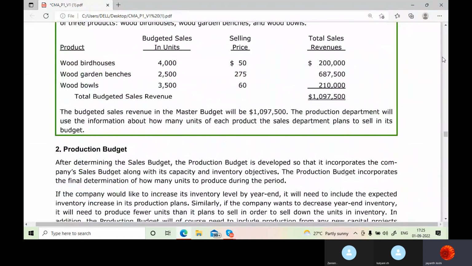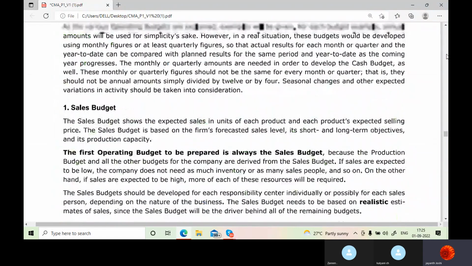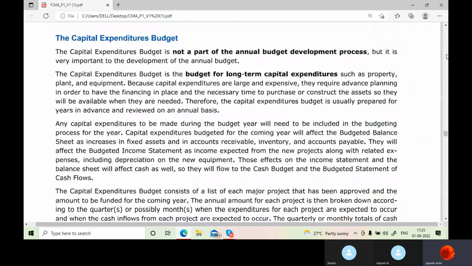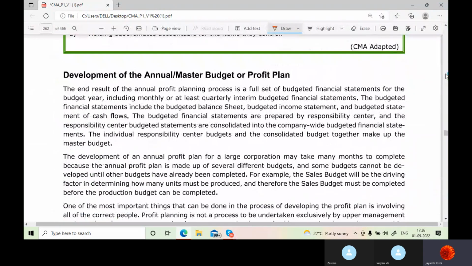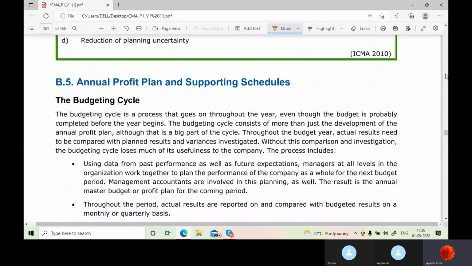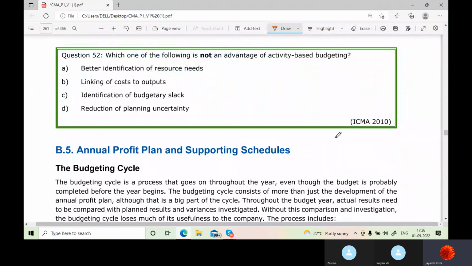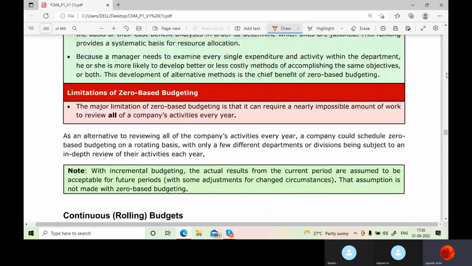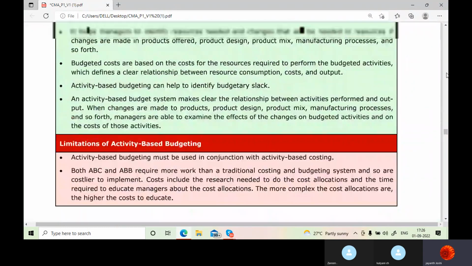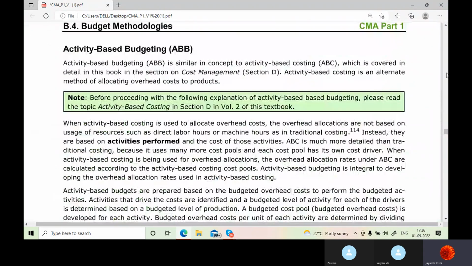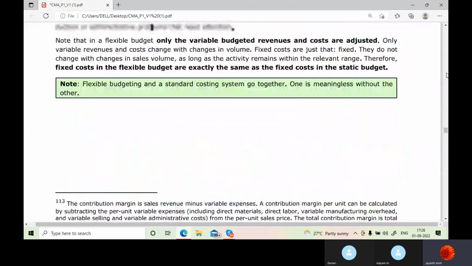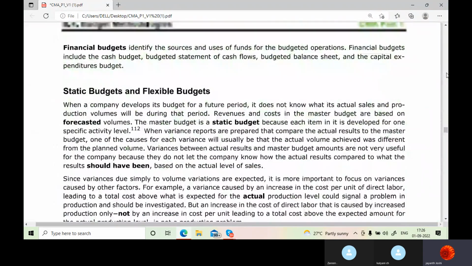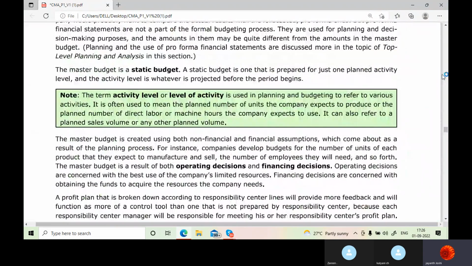No, we'll do one thing. We will start with this chapter tomorrow instead of that chapter. This chapter from here: develop annual profit plan and supporting schedule. From here we will start, because this would be better if we start from here. Then tomorrow I'll wind up the next unit.